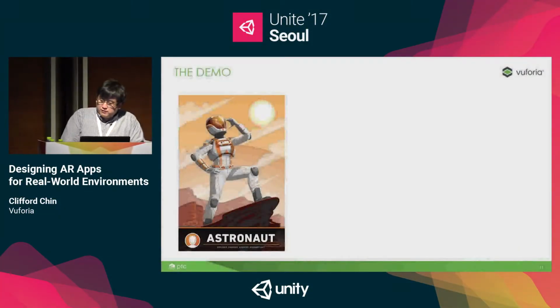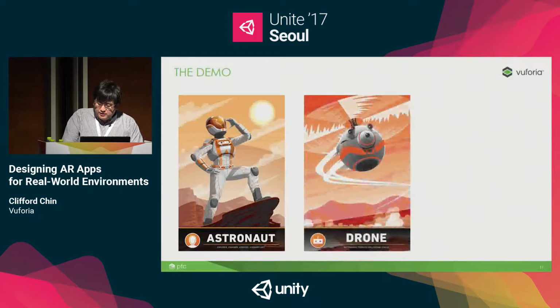So in the demo, we start off with the astronaut card, who's been affectionately named Bunny around the Vuforia office because of how she hops around. She's essentially the hero of the demo. We then have the drone. This guy scans the environment for us and generates a mesh for the astronaut to use.